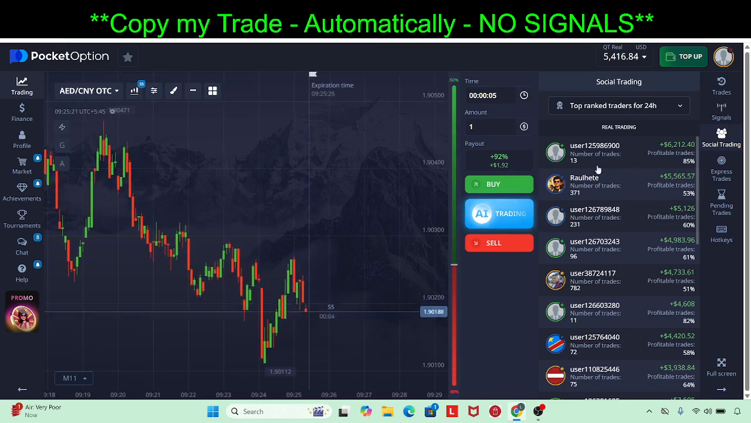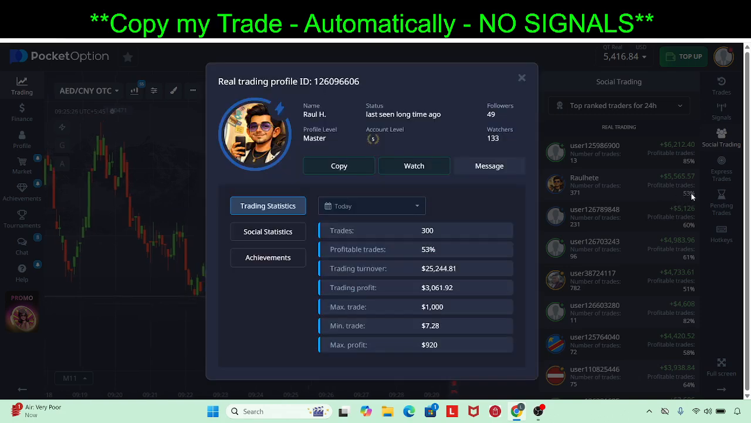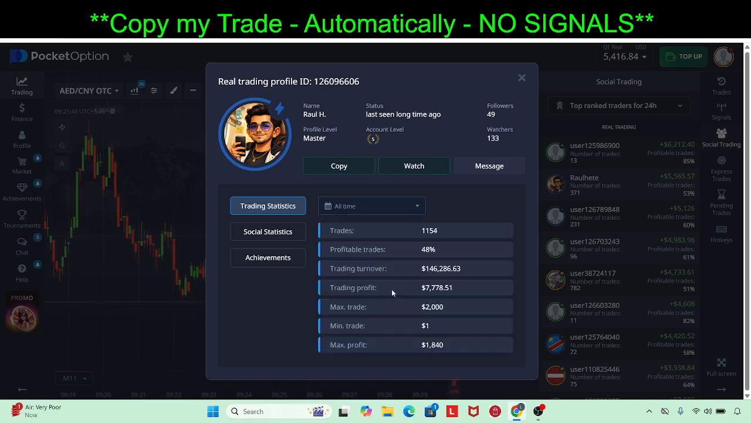Let's see this second trader. His win rate of profitable trades is 53%, and today he has made a profit. Now here is the same problem. Maximum trade amount is $1,000, minimum trade amount is $7.28. Yesterday his trading profit was $5,000, maximum trade was $2,000, and minimum was $1. In all time, his trading profit is $7,000, his maximum trade amount is $2,000 and minimum trade amount is $1.